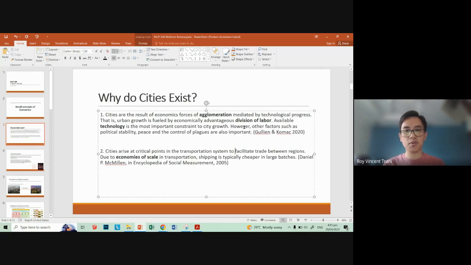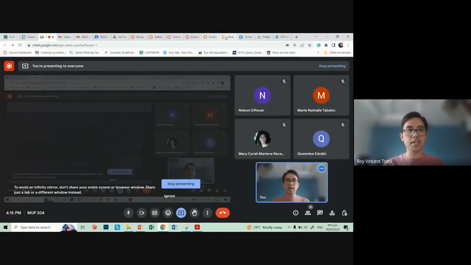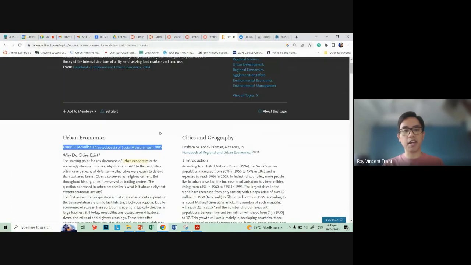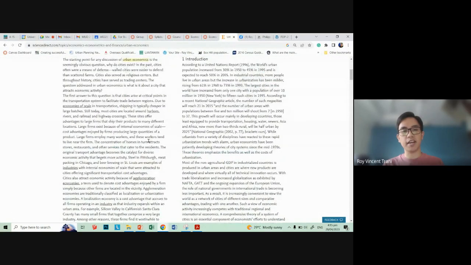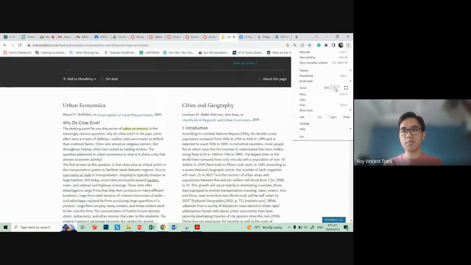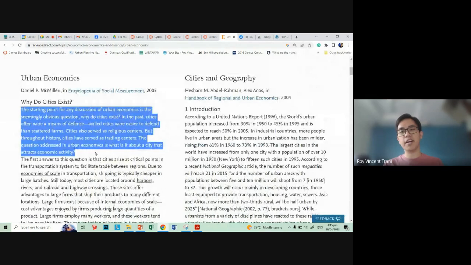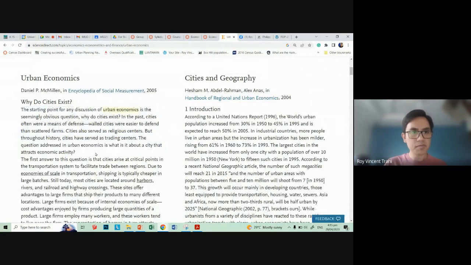I'll show you the source of this. This is Daniel P. McMillen, Encyclopedia of Social Measurement. This is again using ScienceDirect. If you have a USC account, you should be able to use sciencedirect.com and avail of their articles here. I'll just zoom in a bit more. This is, I think, the most user-friendly explanation of why cities exist.